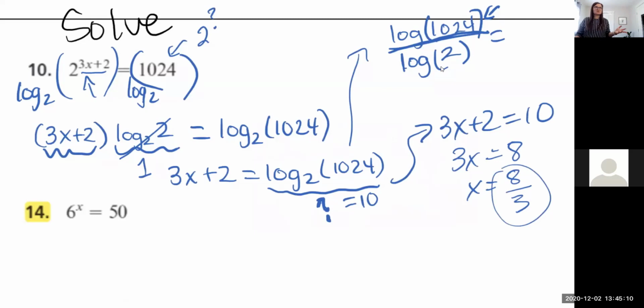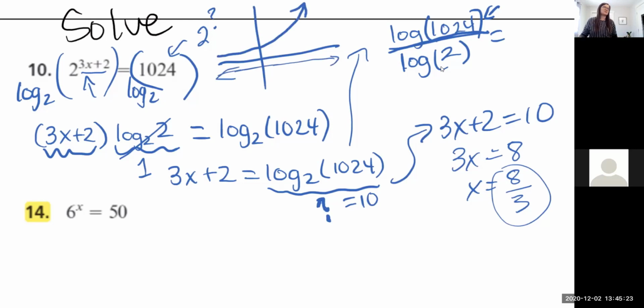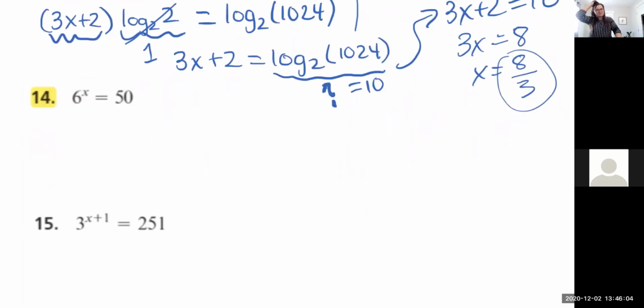Because it's an exponential, we don't have that problem with a domain. We can still check that it works, but remember the graph of an exponential has all real numbers as its domain, so we can put in any number and we'll always get an answer.